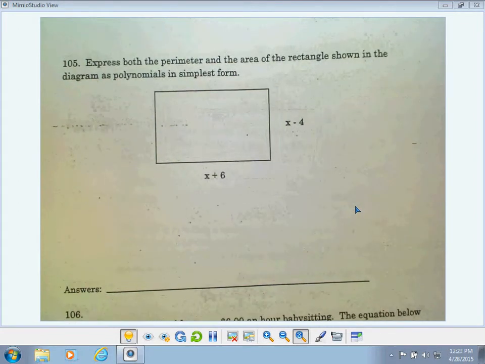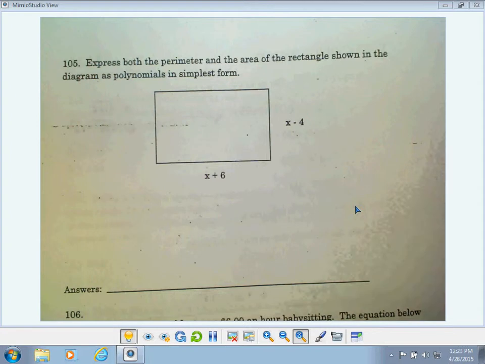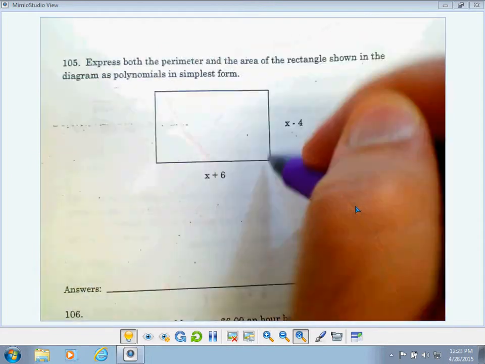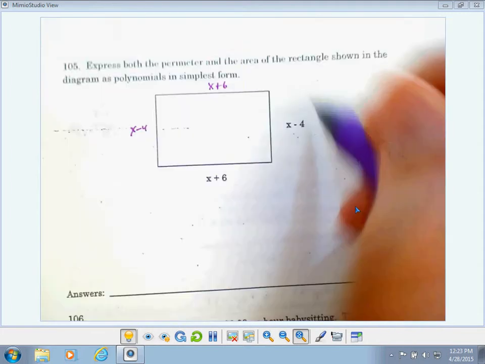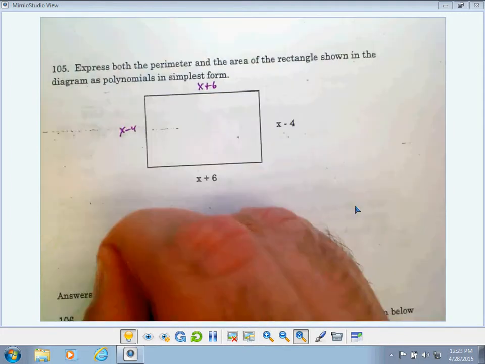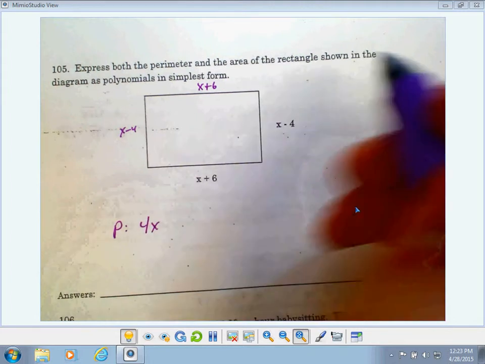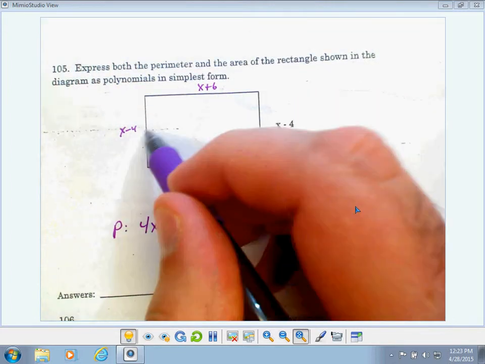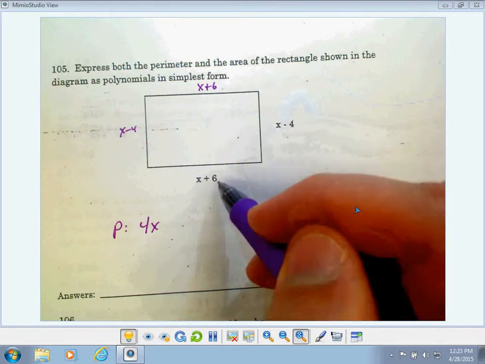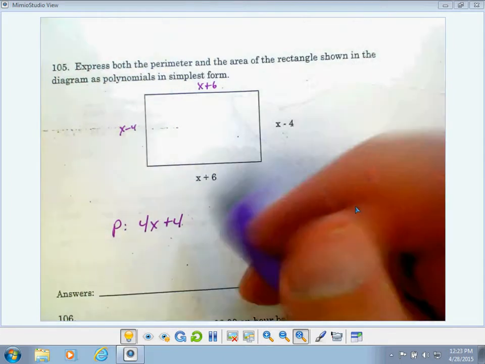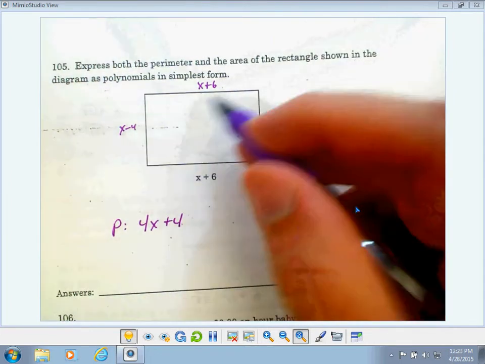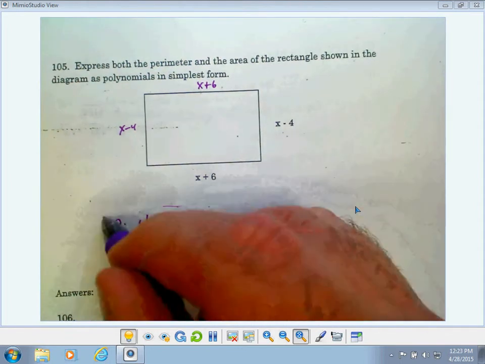So we go to number 105. It says express both the perimeter and the area of the rectangle shown in a diagram as polynomials in the simplest form. Okay, well, perimeter means to add up the distance around an object. So if we just add up all of these expressions, we have 4x's, and then if we add up the numbers, that would be 2, -2, and 6 would be +4. That's the perimeter. Just adding up each of the 4 expressions, combining all of the x's and all the regular numbers using like terms, and you would get this for a perimeter.